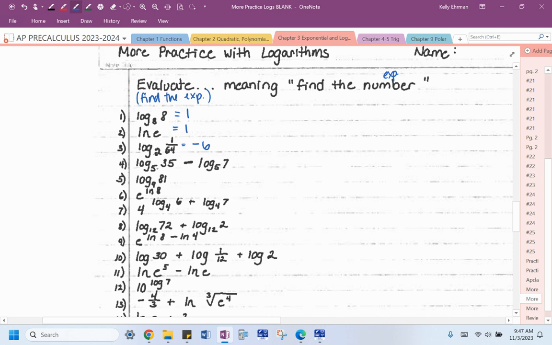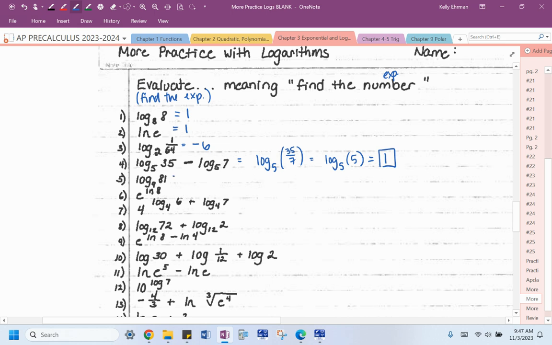For number 4, I can't raise 5 to a nice power to get 35 or to get 7. So I should condense first, make this the log base 5 of 35 divided by 7, which is the log base 5 of 5. 5 to what power equals 5? That answer is 1.